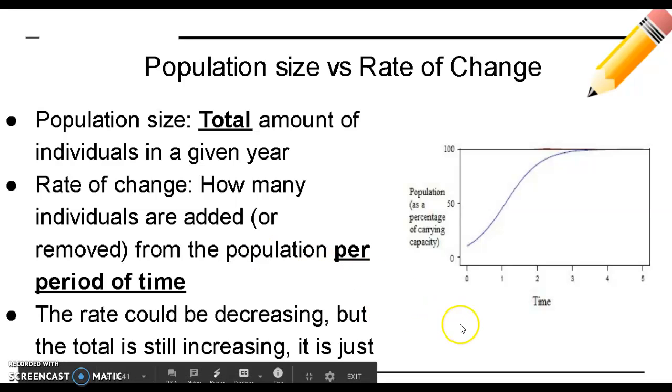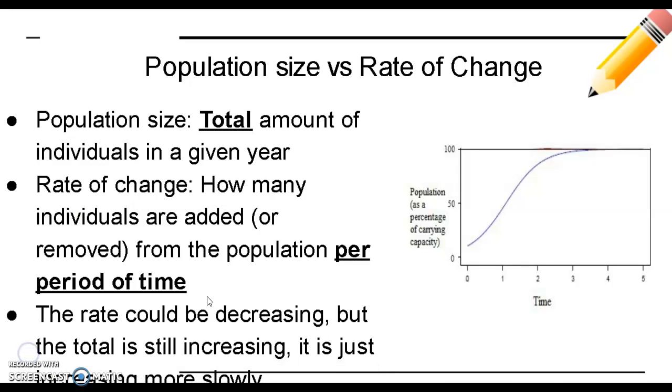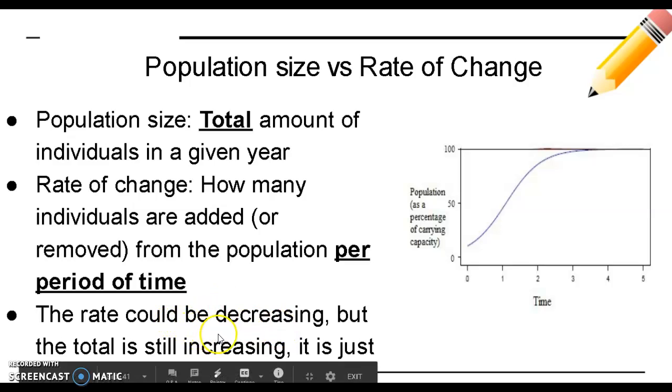So the one thing I want to point out, and this can get a little confusing to some people, is that the rate could be decreasing, but the total is increasing. So another example of that would be if we had 500 individuals total over the course of 5 years, we could have growth of 200 one year, and then the next year 100, and then the year after that 50. The rate could be decreasing, but the total is increasing. It's just not increasing as fast.